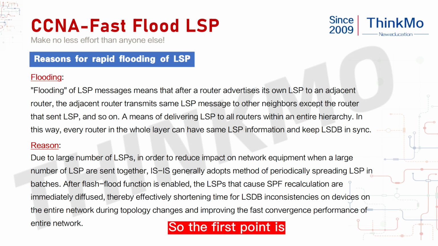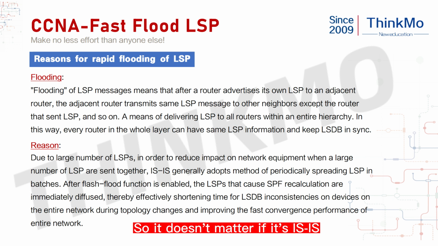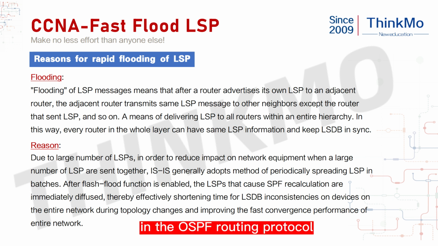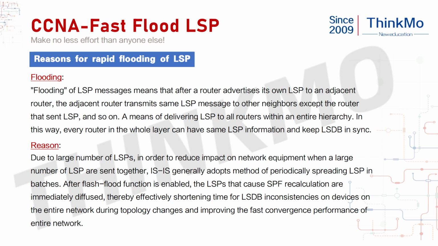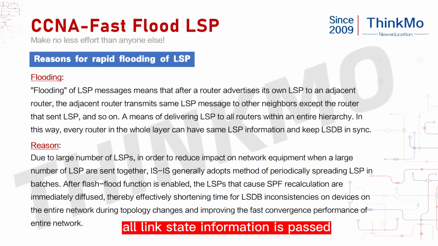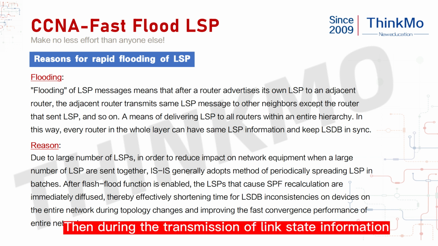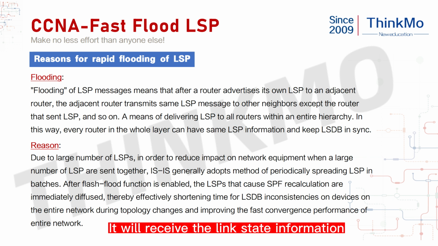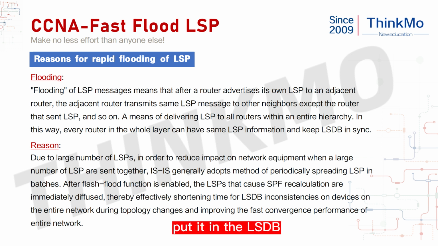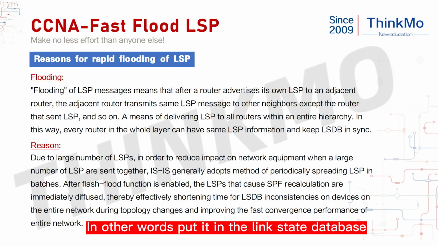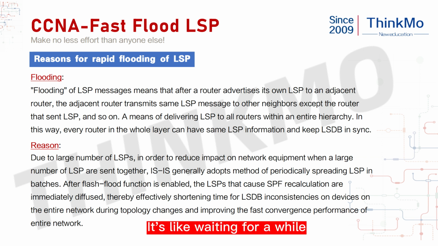So the first point is: why flood LSP quickly? This is critical. It doesn't matter whether it's ISIS or the OSPF routing protocol, they're all similar. All of them pass link state information. Then, during the transmission of link state information, the device receives it and puts it in the LSDB, in other words, the link state database. It's like waiting for a while, it has a pattern, and then letting it out all at once.